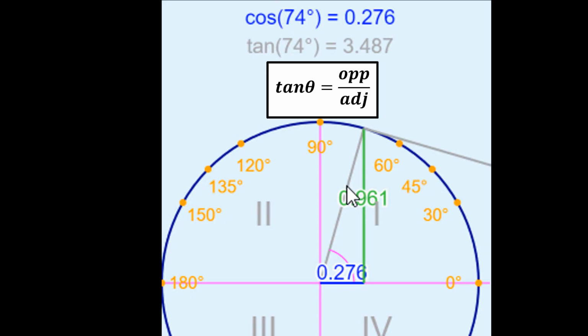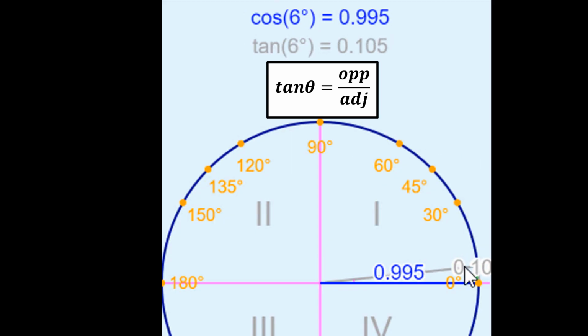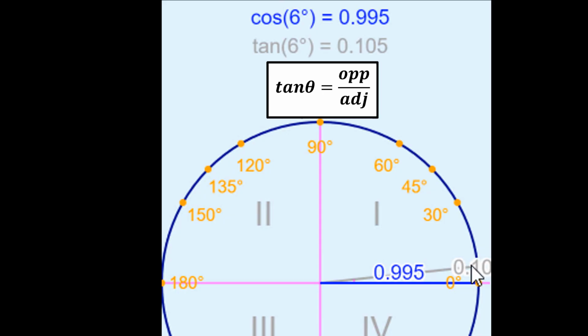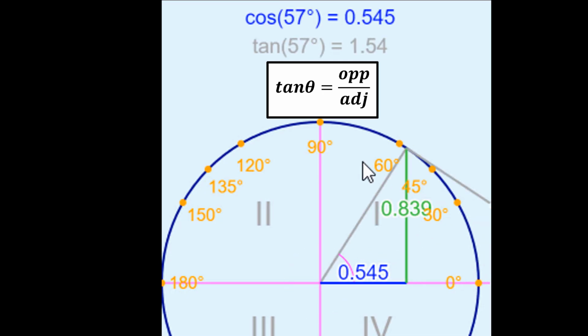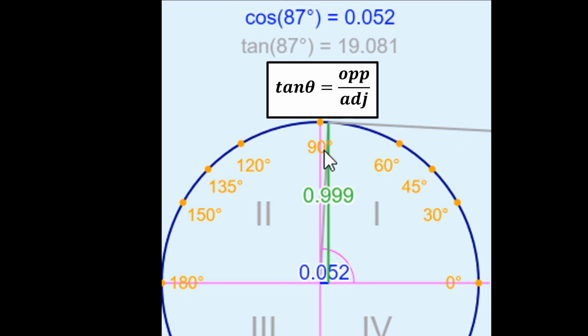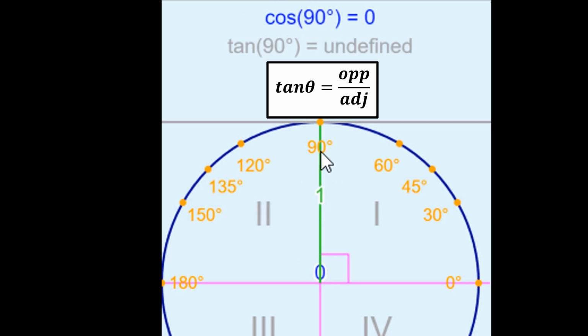Tangent is opposite over adjacent. Opposite is very close to 0 and adjacent is close to 1. So as you get to 0 degrees or 360, the tangent is going to be 0, because the opposite side is getting closer and closer to 0. But when you're at 90 degrees, as you get closer and closer to 90, the opposite side is approaching 1 and the adjacent side is approaching 0. Since tangent is opposite over adjacent, the denominator is going to be 0, and that's not okay. So the tangent is undefined at 90 degrees.